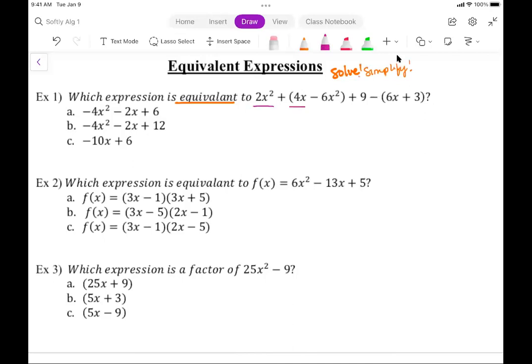Solve or simplify. All right, so this 2x squared is good. This 4x minus 6x squared is good. This plus 9 is good. However, what I want to pay attention to right now is this area right here. I need to go ahead and distribute this -1 to what's inside of the parentheses. So when I do that, I've got -1 times 6x, that would be -6x. I've got -1 times a +3, that would be a -3.